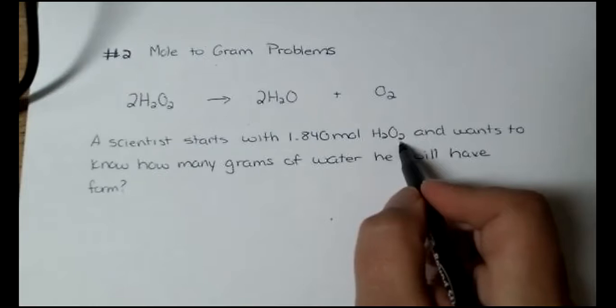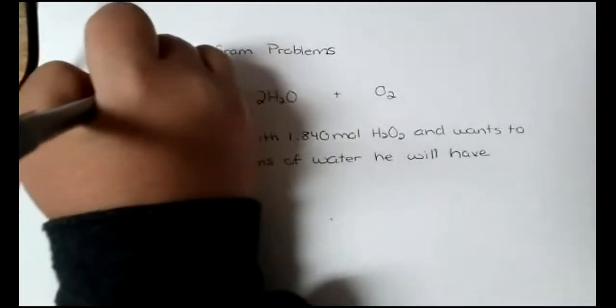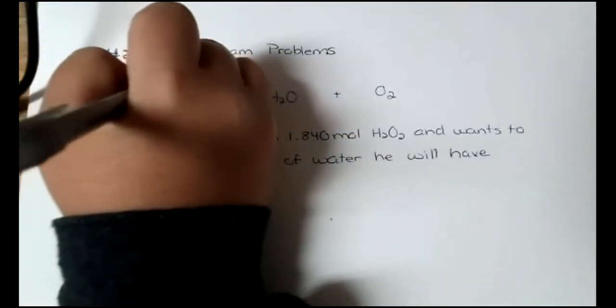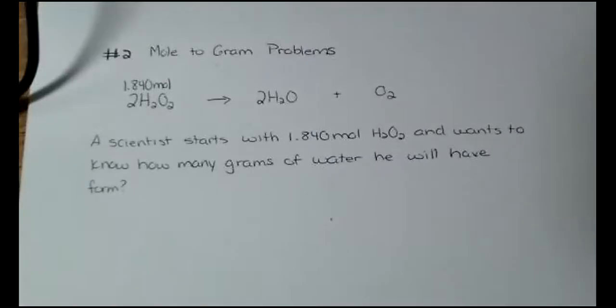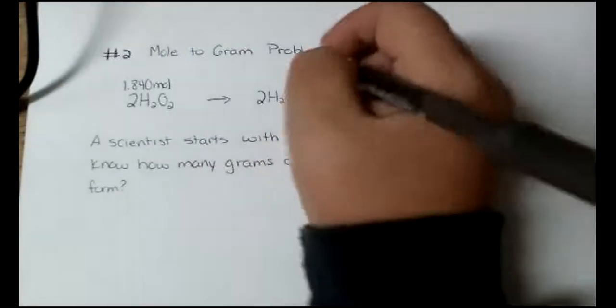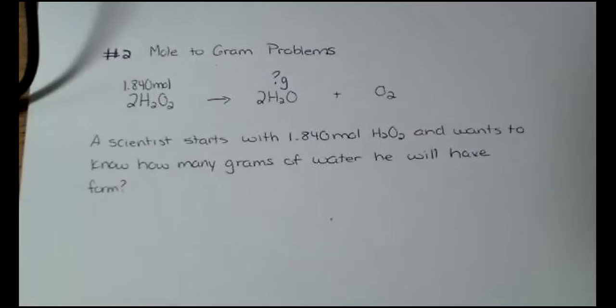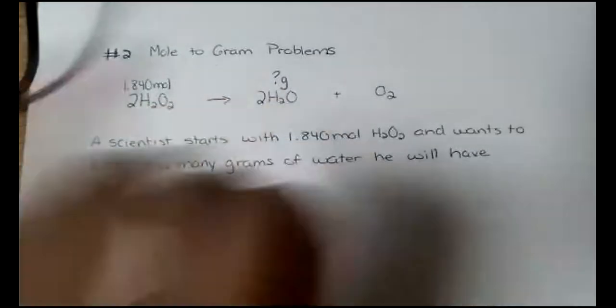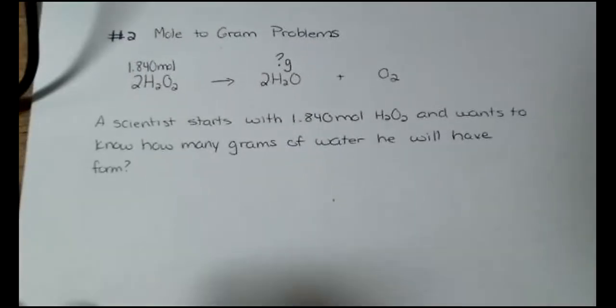Just like in our last video, I'm going to go up here and write 1.840 moles. And I noticed some of y'all think that that's kind of a wasted step, but the reason why we do that is because as the problems get a little more advanced, this gives you a starting point, and then by writing what your unknown is, it gives you an ending point. So they want to know how many grams of water he's going to make. Okay, so this is different because before we just went mole to mole, used a mole ratio. But this time we're going to have to do something a little bit different, okay?